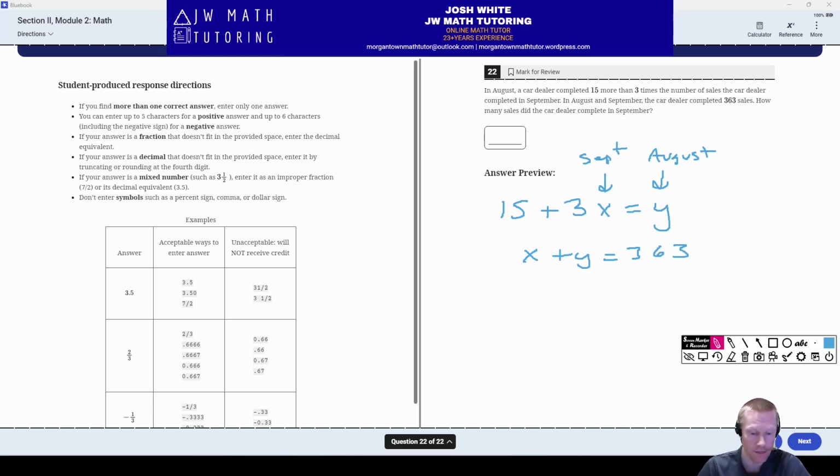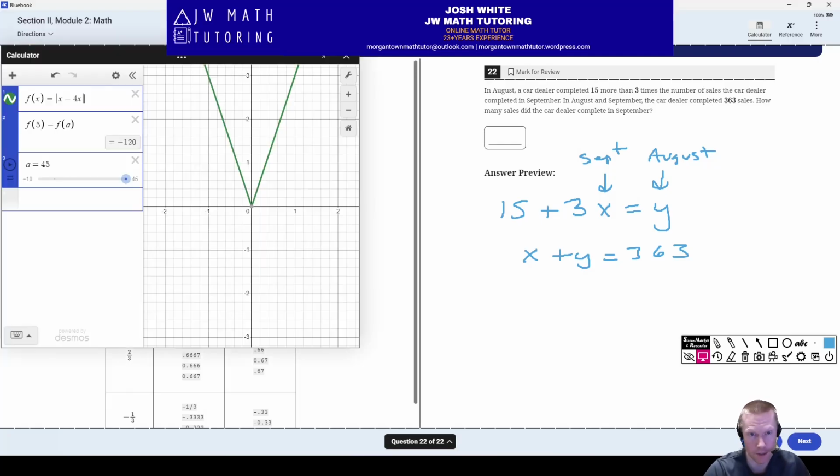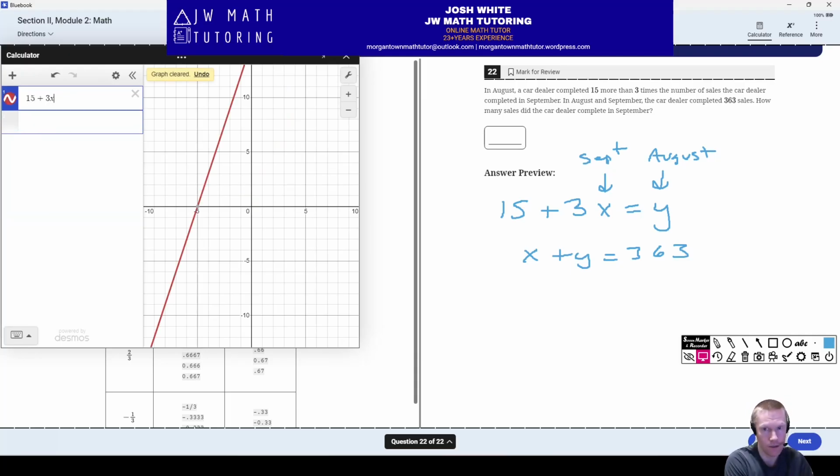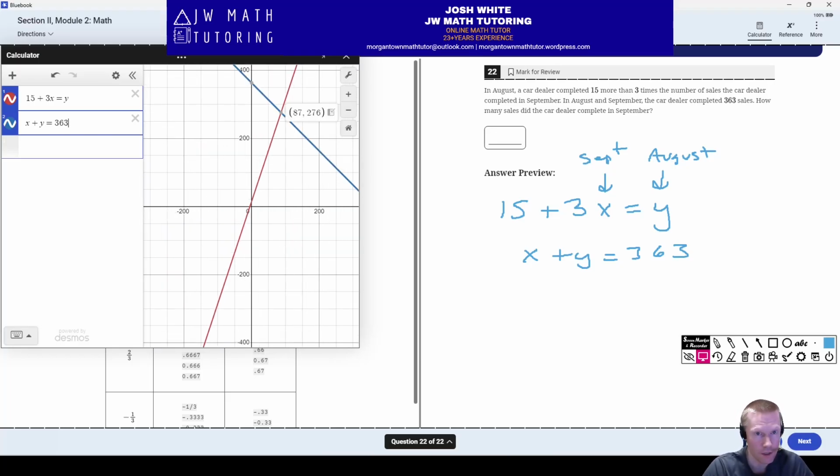Now you're solving this system of equations. So you could do this by hand, but honestly, I'm not going to spend the time doing that. Like, why spend the time doing that by hand? We can just go to Desmos and just type everything in, get the answers right from there. Now I'm going to have to zoom out a ways. There we go. There's the intersection. So X, which is the September car sales, is 87. And Y, which is the August car sales, which technically we don't care about for the problem purposes, is 276. So how many did they sell in September? Well, it's just 87.